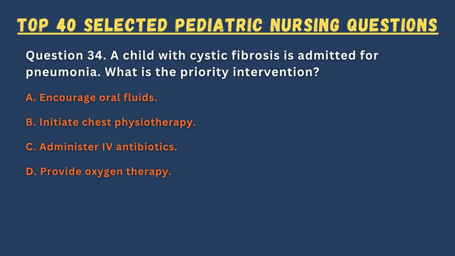Question 34. A child with cystic fibrosis is admitted for pneumonia. What is the priority intervention? A. Encourage oral fluids. B. Initiate chest physiotherapy. C. Administer IV antibiotics. D. Provide oxygen therapy.